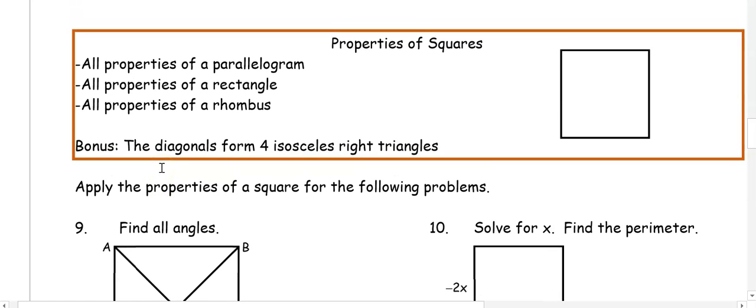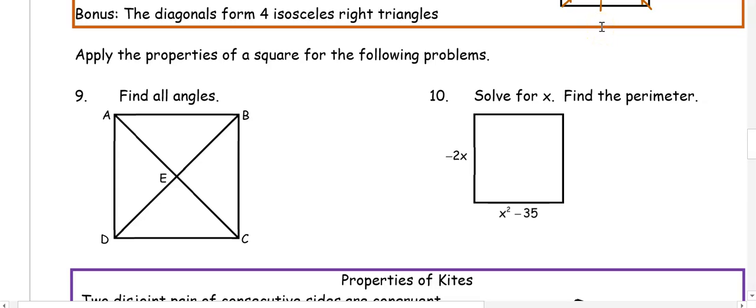Our last special type of parallelogram then is a square. So a square has every property that we have talked about so far. So in a square, it's going to have 4 congruent sides. It's going to have 4 right angles. The diagonals are going to be congruent and bisect each other. And they're going to be perpendicular to each other.